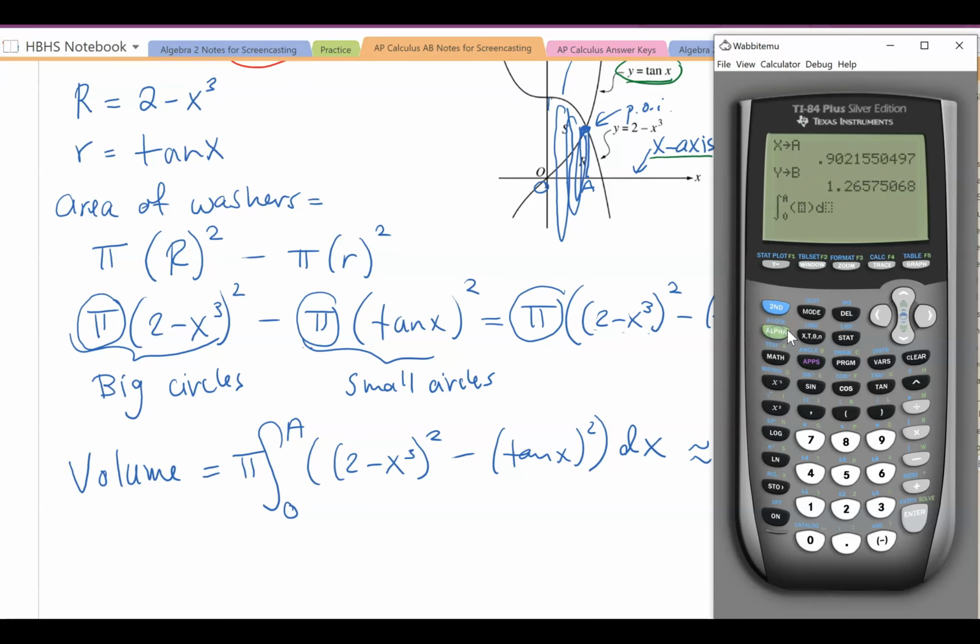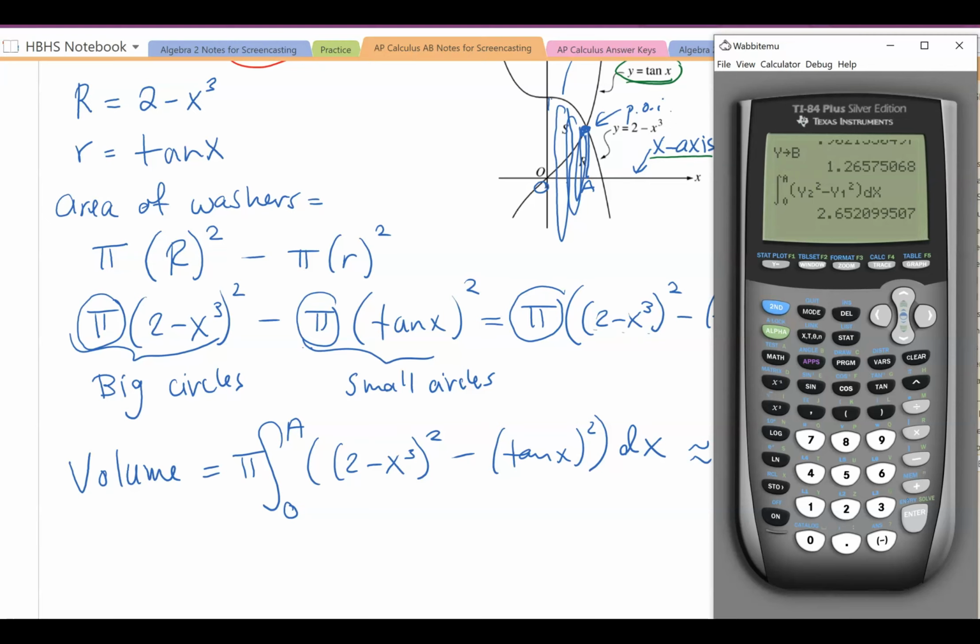So in my integral, I'm going to go to alpha trace, and I'm going to go to y2, because that was my 2 minus x cubed function, and I'm going to square that. Then I'm going to subtract, and I'm going to do alpha trace, and then go to my y1 function. That was my tangent function. And then I'm going to square that and integrate this with respect to x. Now notice I don't have the pi in here, because this would be the decimal answer that I need to multiply by pi to have my full volume. So we don't want to forget about the pi out here.